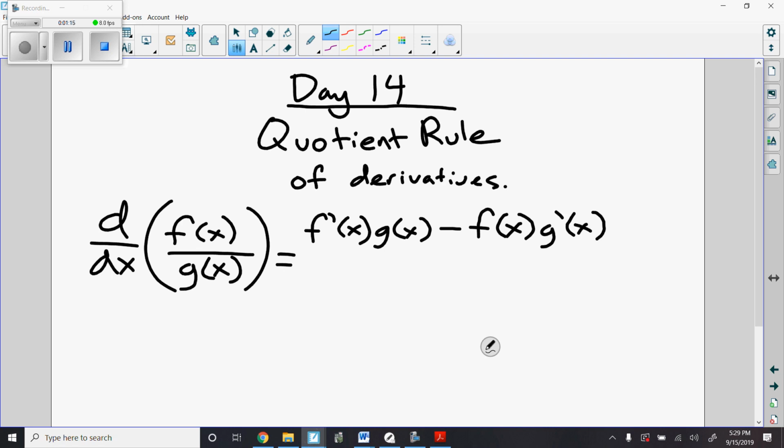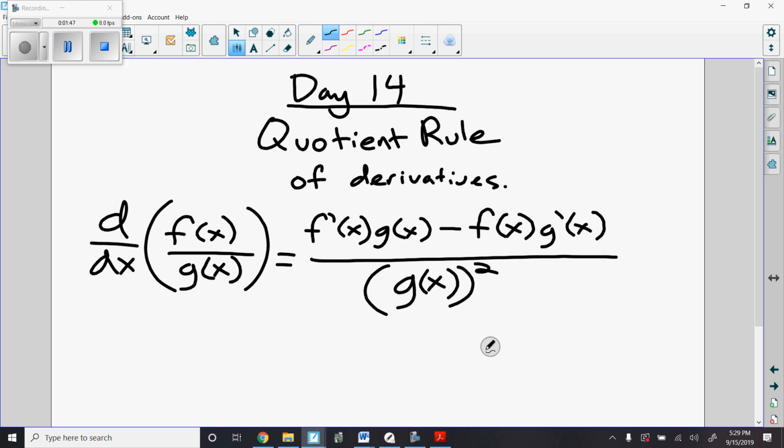Now, so far, this looks exactly like the product rule. The one difference is we're subtracting instead of adding. And the last thing is this whole f prime g minus f g prime. The whole thing is divided by the bottom function, the whole bottom function, the whole denominator squared.